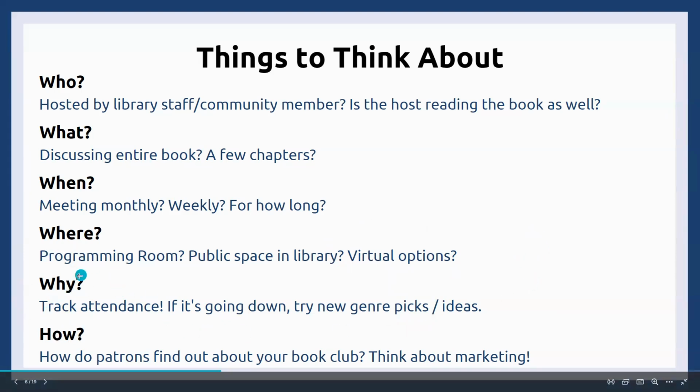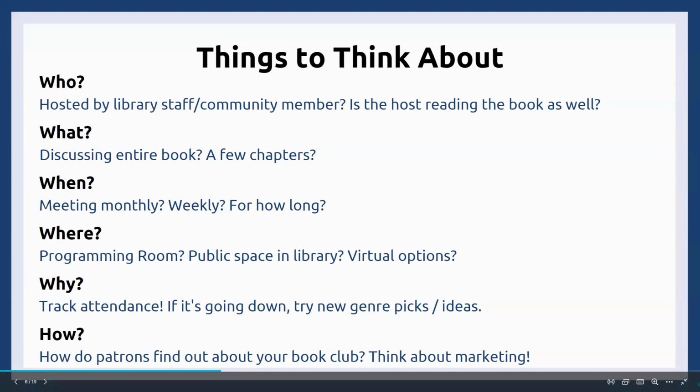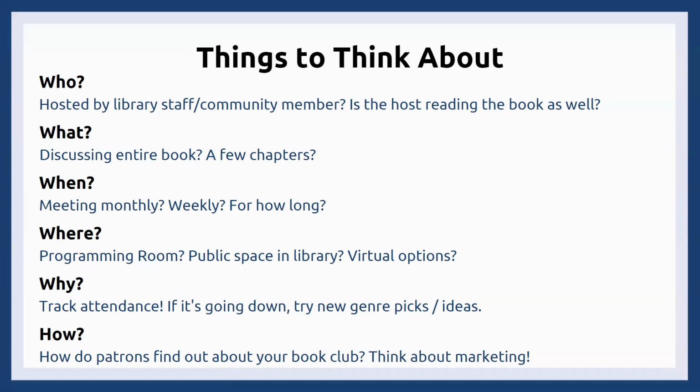The why, so we want to think about why we're doing this. And I love stats. So I think tracking attendance at every meeting, not writing down the names of people, just tracking how many people are showing up is a really good snapshot to see popularity. You might also consider using feedback forms, maybe biannually, like every 6 months, you hand them out, see where everyone's at, what people like about the club, what people don't like, find out what's working and what isn't, and then adjust.